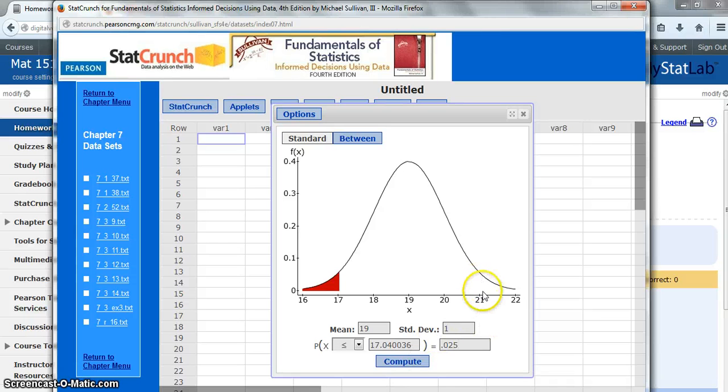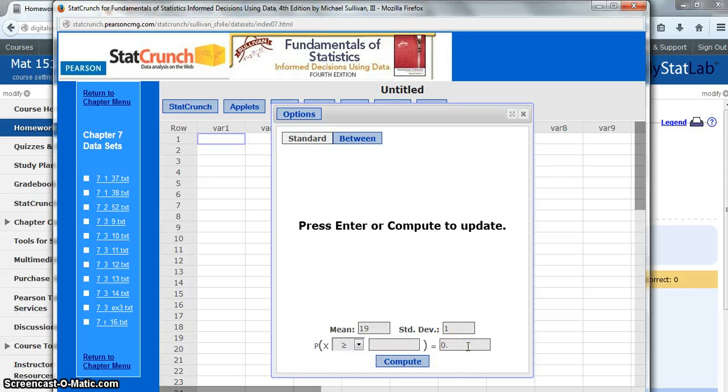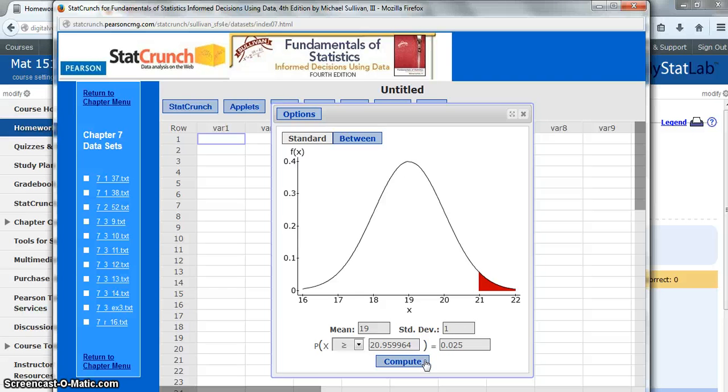If I wanted to find to the right to be 0.025, I have to switch this around a little bit, but let's put in 0.025. It's going to give me 20.96, so 21 days. So the middle of this would be 95% because I have 2.5% to the right, 2.5% to the left. That's 5%, so that means the middle is 95%. So that's how you would do a question like that.